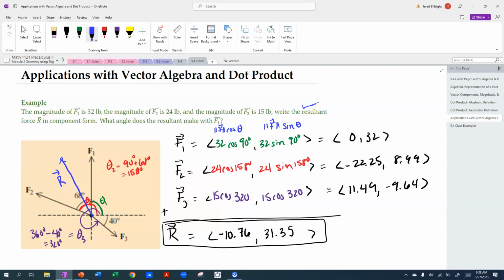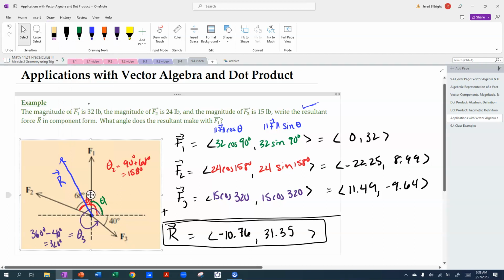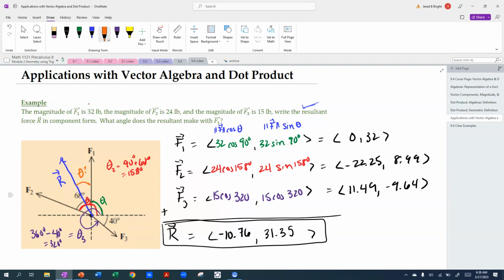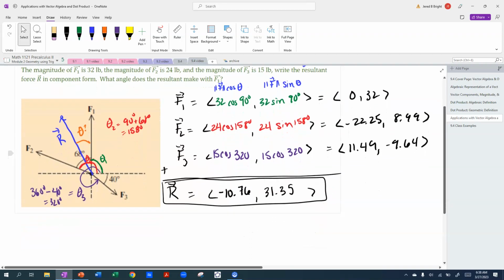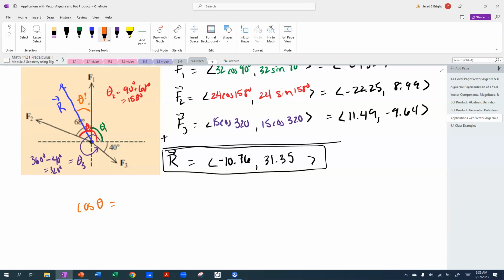And then the second question is, what angle does the resultant make with F1? Where's F1? F1's vertical, so I'm looking for this angle in here. And that's where the dot product comes into play. Remember that cosine of theta, the angle between the two vectors, is equal to their dot product divided by the product of their magnitudes.